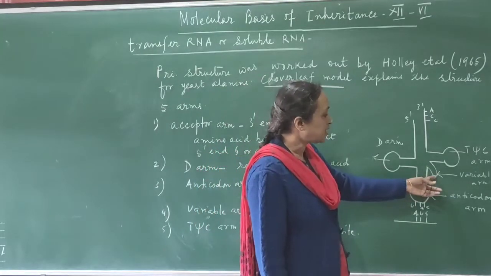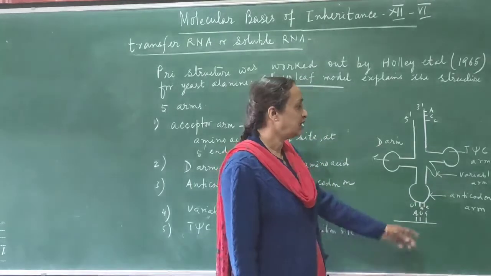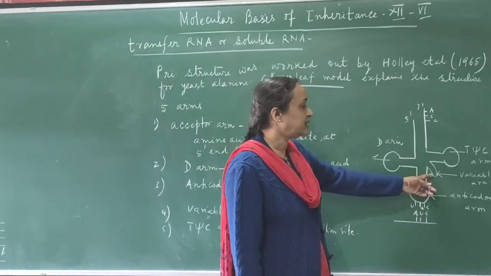उसके बाद आपको एक छोटा सा आर्म मिलेगा जिसका नाम है वेरिएबल आर्म. इसका कोई पर्टिकुलर फंक्शन नहीं है. ठीक है. इसमें नंबर ऑफ बेस वेरिएबल है.